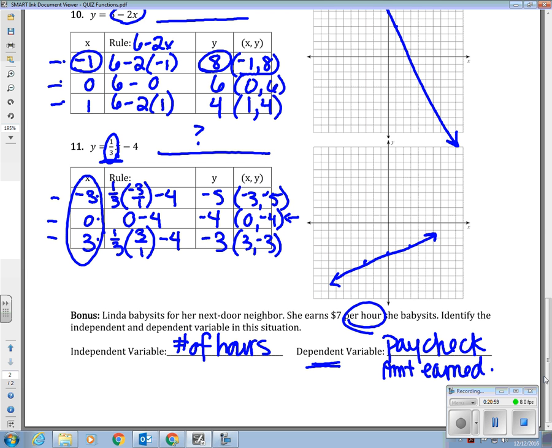If you can get it into an equation and into that rule, remember if it's in the rule, it's independent. The equals blank, that's your dependent variable. All right, so that was a quick review of your functions test. Make sure you have been practicing and studying, and good luck.